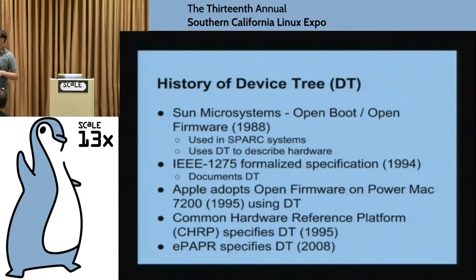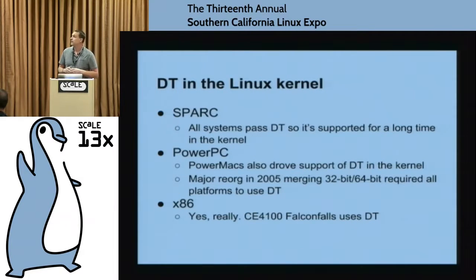And then there's a specification that the IBM Power group came out with, the PAPR, which specified a lot of modern peripherals with DT, and that brings us up to 2008. So now that we know that it's been around forever, how do we use it in the kernel these days?